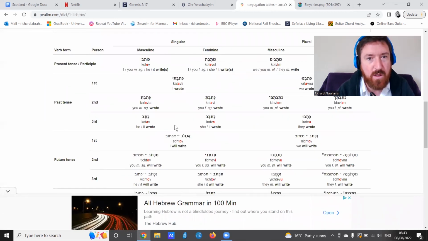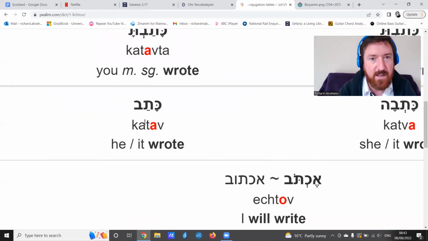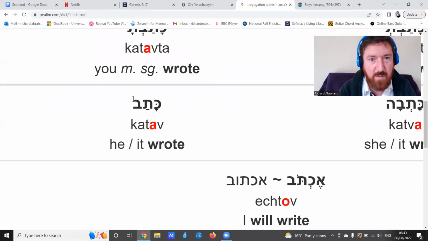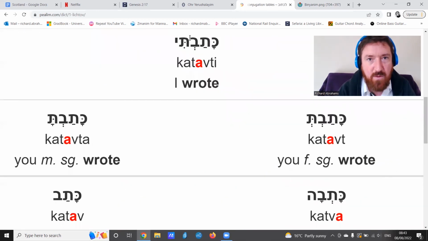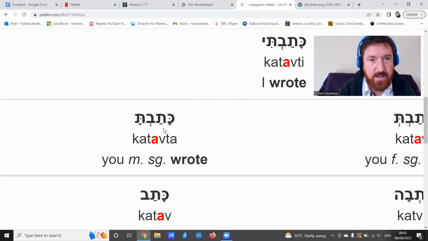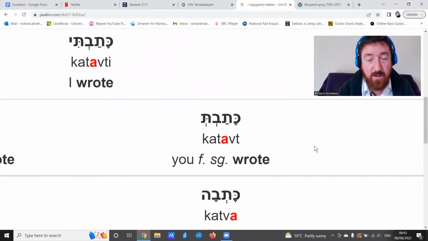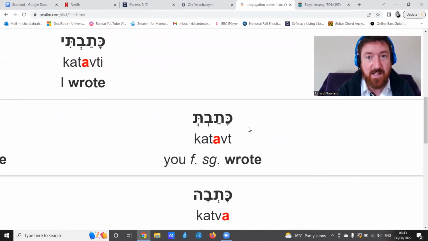Okay, so katav, "he did it," katav, same vowels as the pa'al, right? "I did it," katavti, we've added a taf yod on the end. "You did it," katavta. "You, feminine, did it," at katavt.